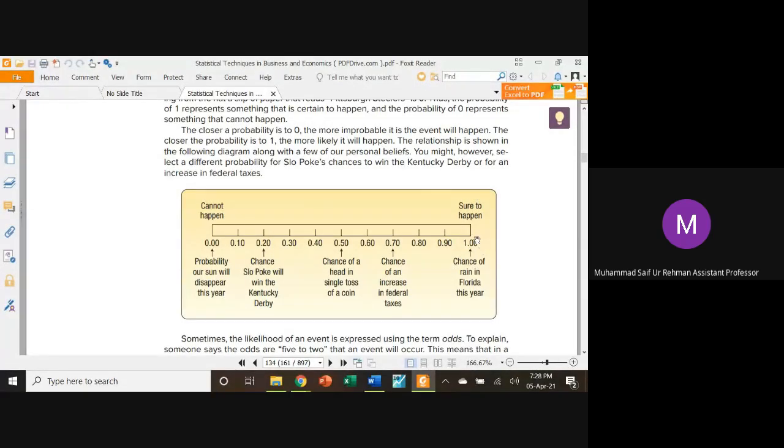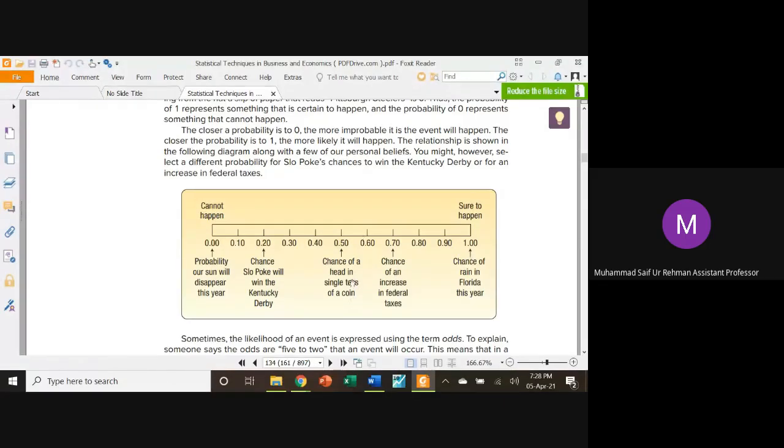Similarly, for one, consider the chance of rain in Florida this year, or chance of rain in Islamabad this year, that at least on any single day there will be rain. We are sure that during the whole year, at least on a single day there will be rain. Will there be rain during this whole year? Yes, we are certain. As we are 100% sure, the probability is equal to 1, or 100%. So you may write it down as 1, or as 100%.